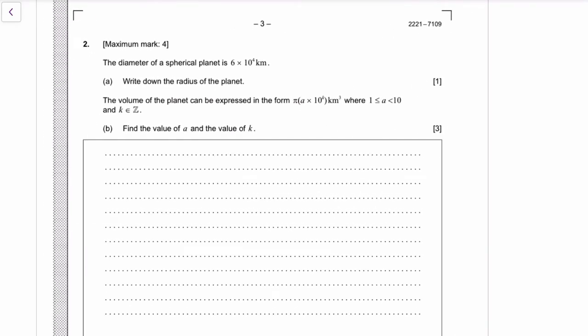Question 2. This is actually a new thing in the syllabus, standard form. But I mean, it's so basic. I didn't even cover this in my full course.